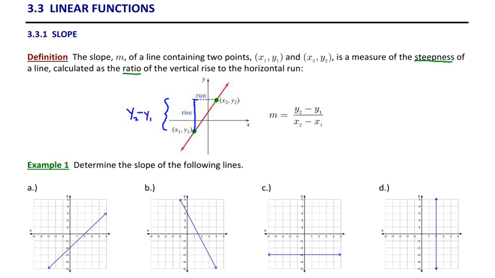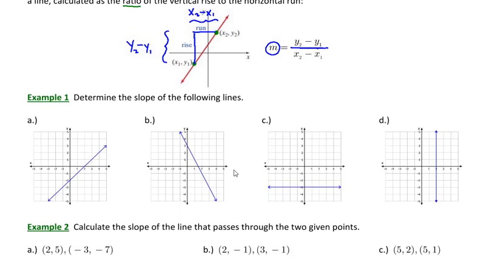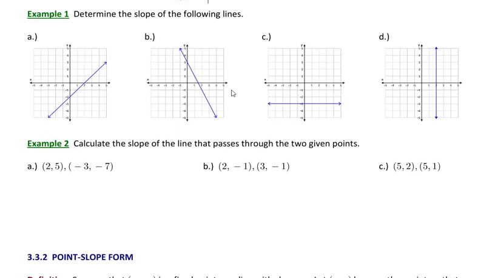The horizontal run is this horizontal segment right here, and we could measure that distance as the difference in the x values, x sub 2 minus x sub 1. So we define the slope, which we generally denote as m, as the ratio or the fraction containing the vertical rise in the top and the horizontal run in the bottom. So this generates the formula m equals (y sub 2 minus y sub 1) divided by (x sub 2 minus x sub 1).